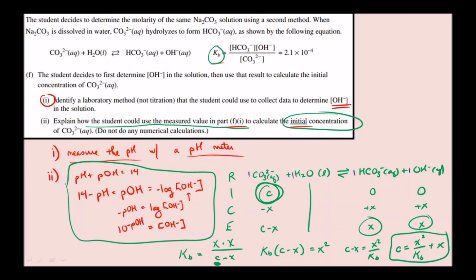And even in our final expression down here, X appears twice, and we're given Kb, so it would be trivial to calculate C if we had a concentration of OH minus and we're given Kb, so it would be easy to do, but they don't want us to do any numerical calculations, so we will not.